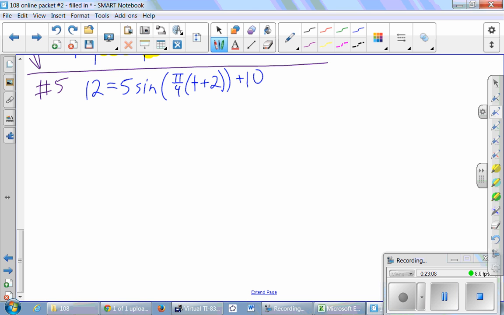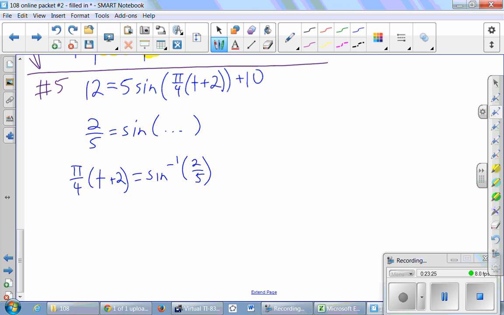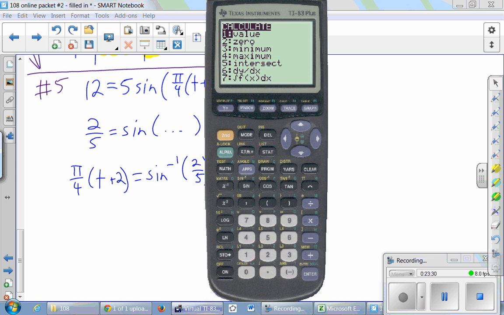So subtract 10, we get 2. Divide by 5, we get 2/5 equals sine of a bunch of stuff. Not going to copy that. Then inverse sine of both sides. So we get pi over 4 times t plus 2, just swapping the left and right hand side, is the inverse sine of 2/5. We'll make our 2 answers differently, so we'll use the calculator for the first answer and then symmetry for the second.